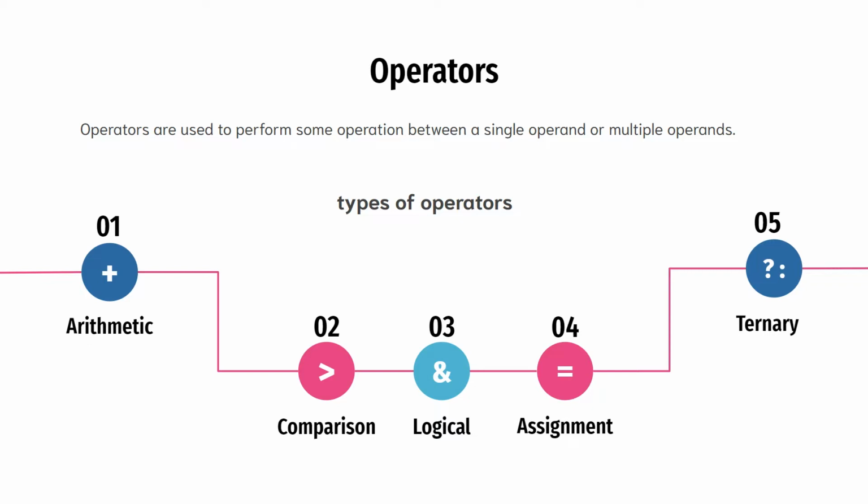The third type of operators are logical operators. They are used to perform logical operations like bitwise and, bitwise or, bitwise not. The fourth type of operators are assignment operators. Suppose we have a variable and we want to assign it some value, we can do that using assignment operators. The fifth type of operators are ternary operators, and there is one ternary operator in JavaScript that we'll see in coming videos. For now, we'll see the first 4 kinds of operators.